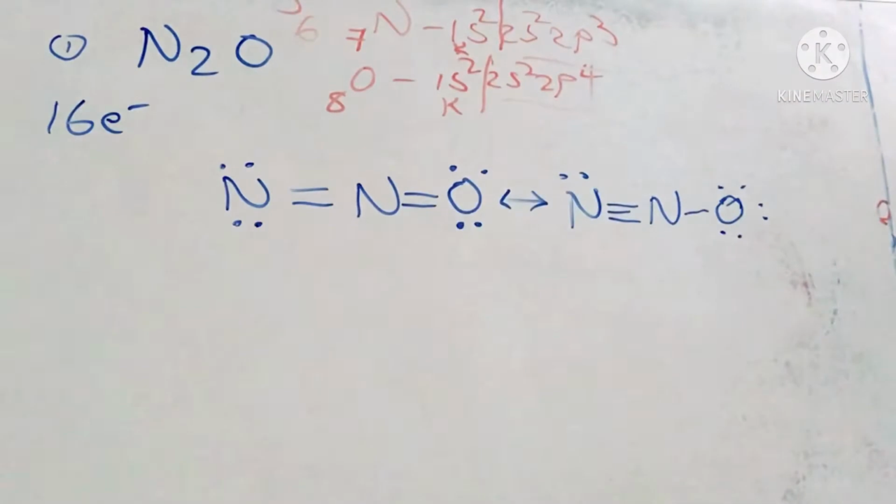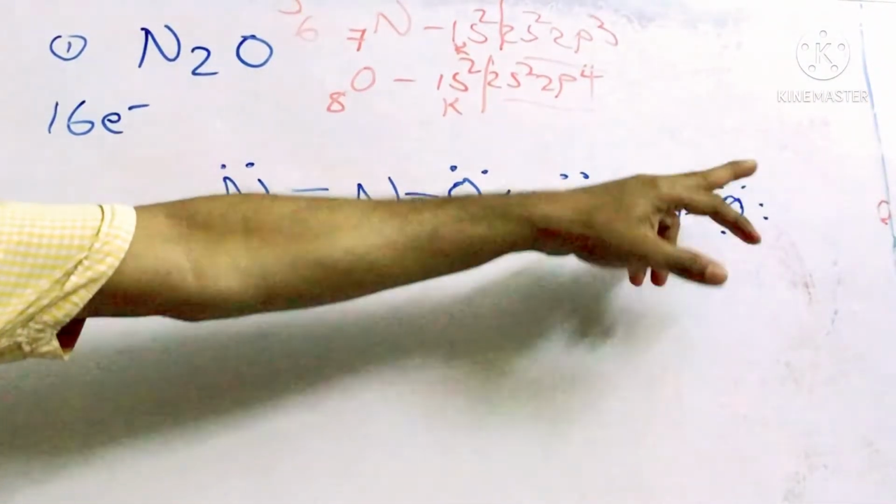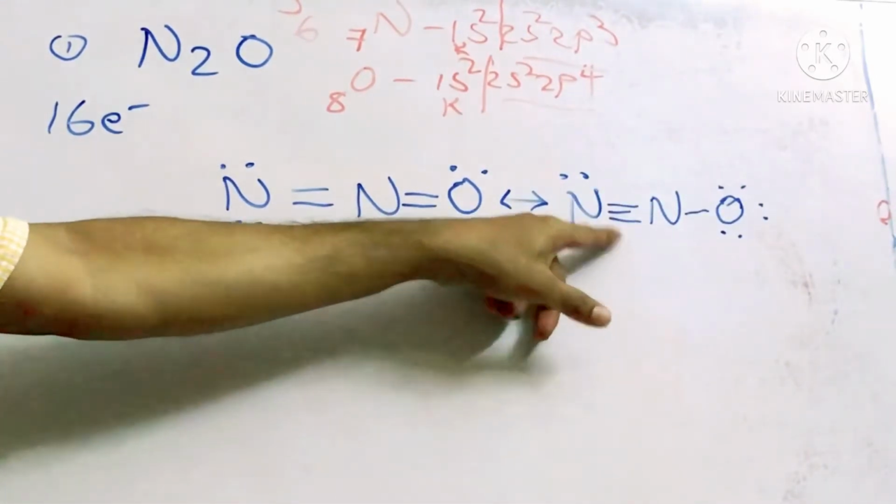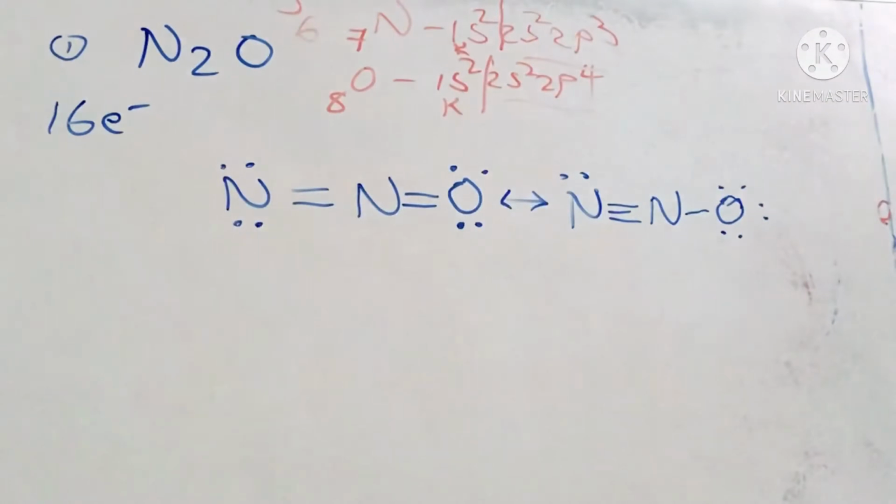Now you can also count the number of electrons. Total, oxygen is having 4 pairs: 1, 2, 3 lone pairs and 1 bond pair. 4 pairs plus 3, 7 pairs, plus 1, 8 pairs. So this is the way we can adjust its molecular structure.